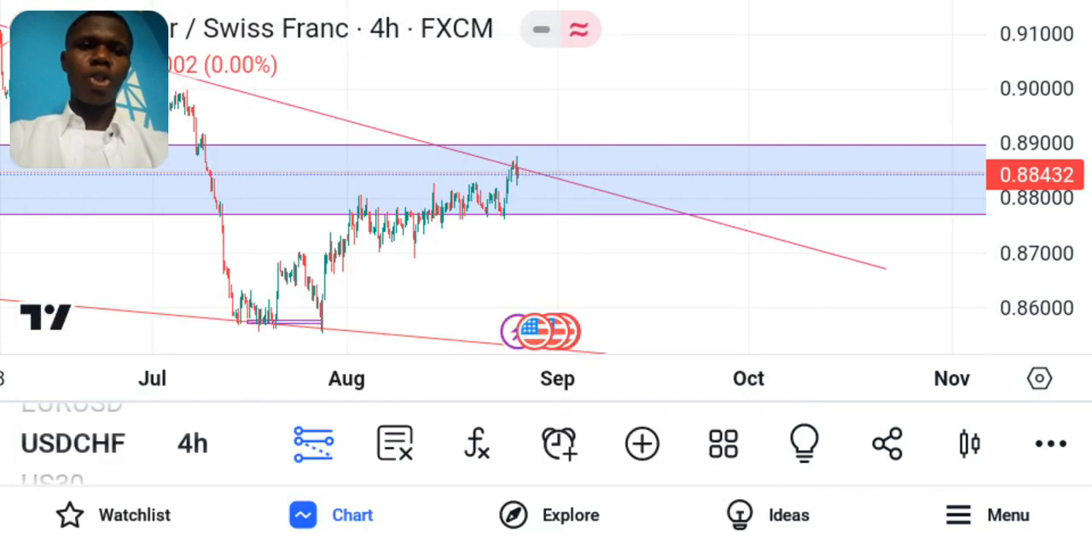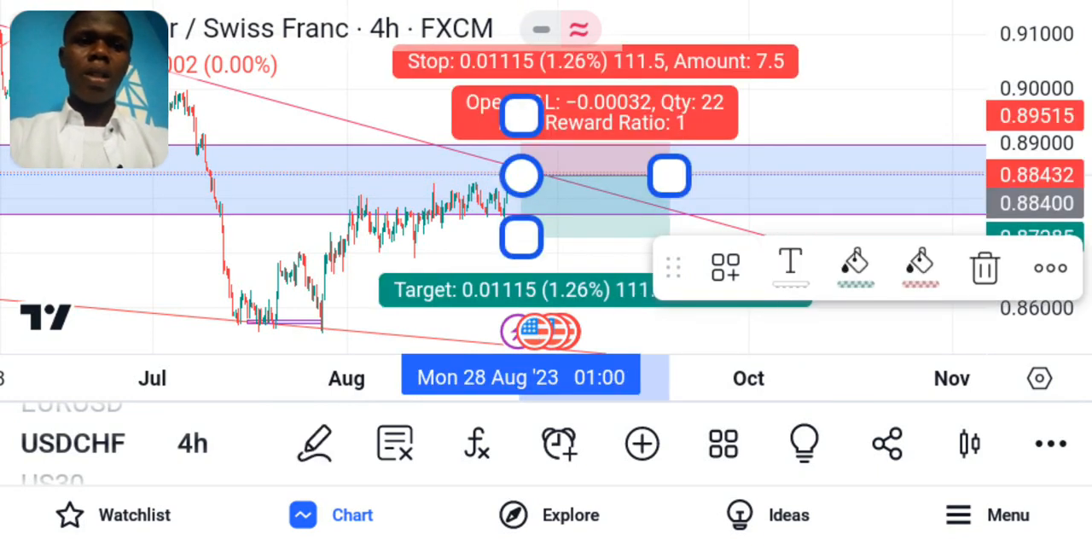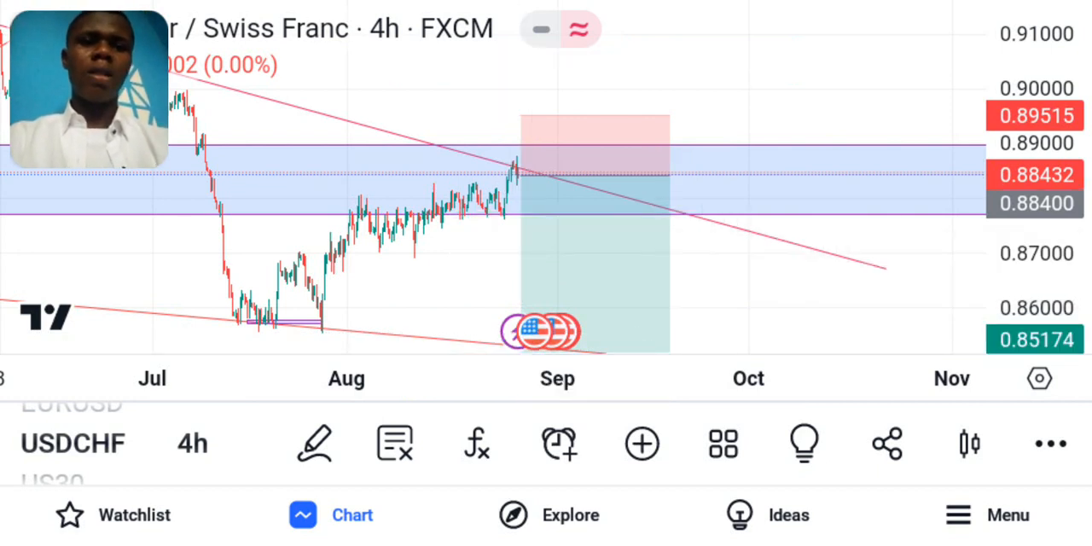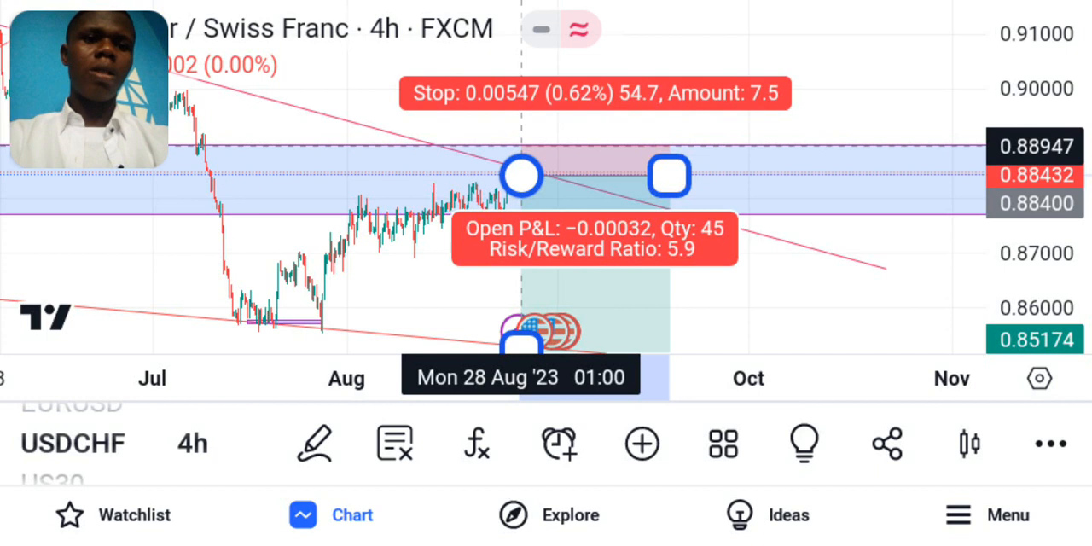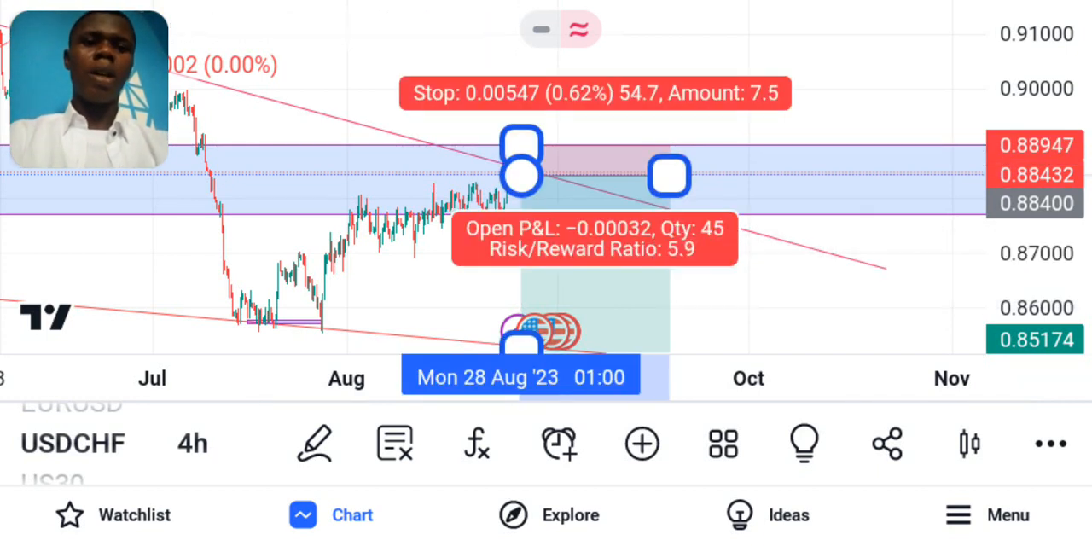If you're going on a short position, entry here and moving your target here. Let me adjust this down. Now if you look vividly, you will see something happening here.